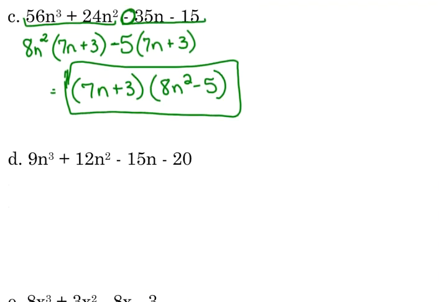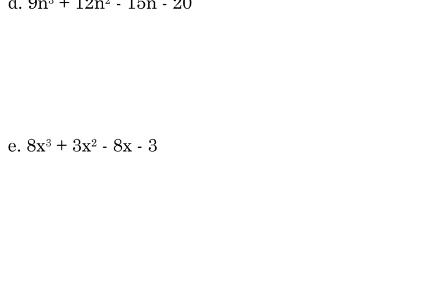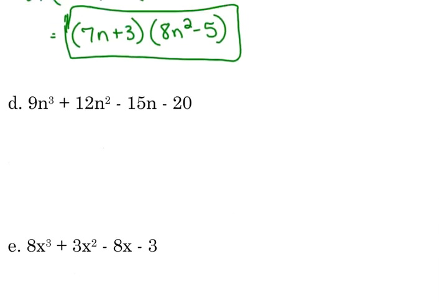Questions so far? Okay, last 2. 9n cubed plus 12n squared minus 15n minus 20. You should still always look over it to make sure that there's not a GCF for the entire expression. So 9, 12, 15, looking like 3, but 20 is not divisible by 3. So nothing there. Pair them up.